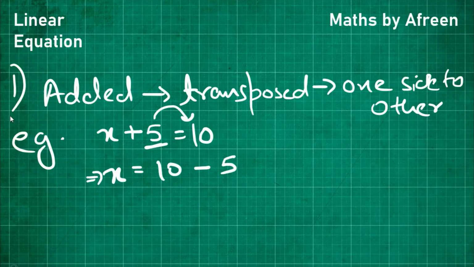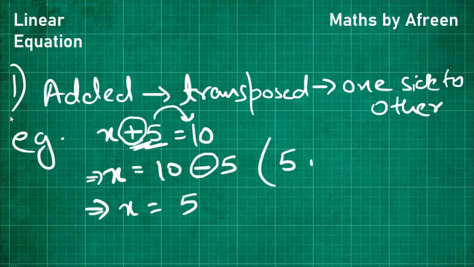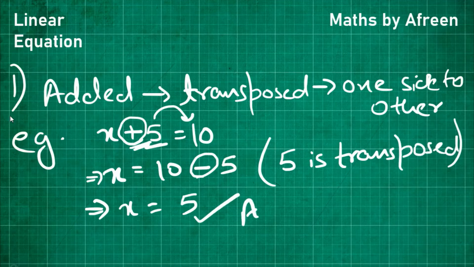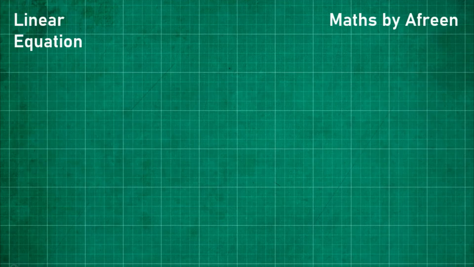Did you notice what I have done here? I just changed the operator sign of the transposing term. Earlier it was plus 5, and while transposing I just changed the sign and now it is minus sign. So what we will get? We will get x equals to 10 minus 5 equals to 5. So 5 is transposed, and upon transposing we got the value of x as 5. So this 5 is the answer.